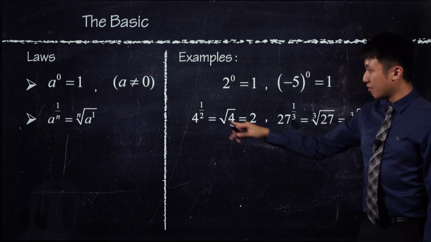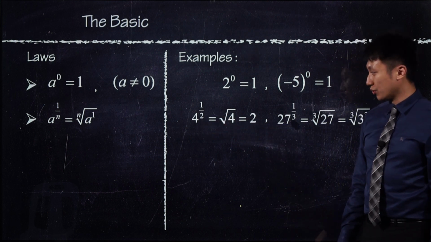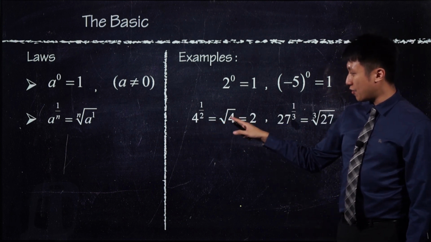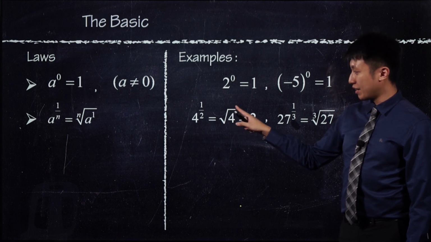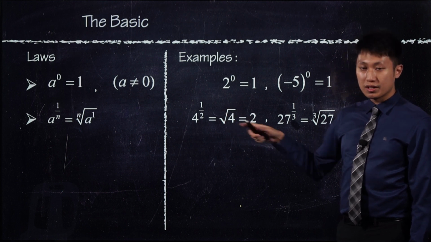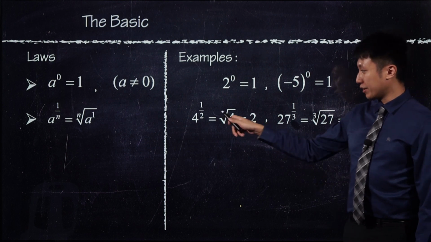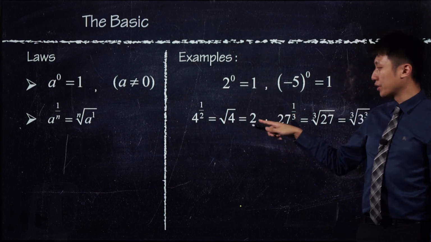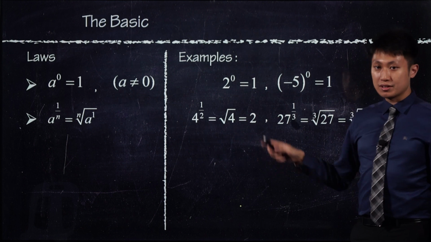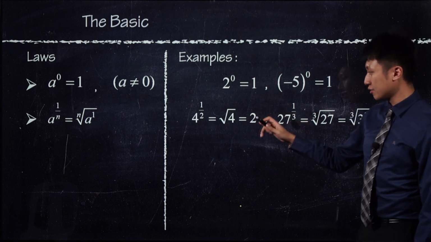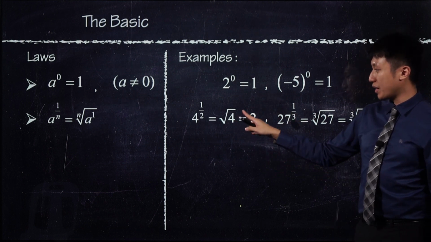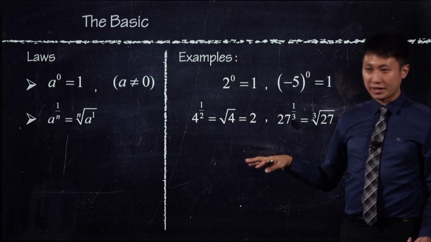So 4 to the power 1 over 2 is equal to the square root of 4 to the power 1, which is 2. The root is a square root when n is equal to 2, so it's just the square root, without writing the 2 there. So it's equal to 2 here, because the square and the square root will be cancelled off.